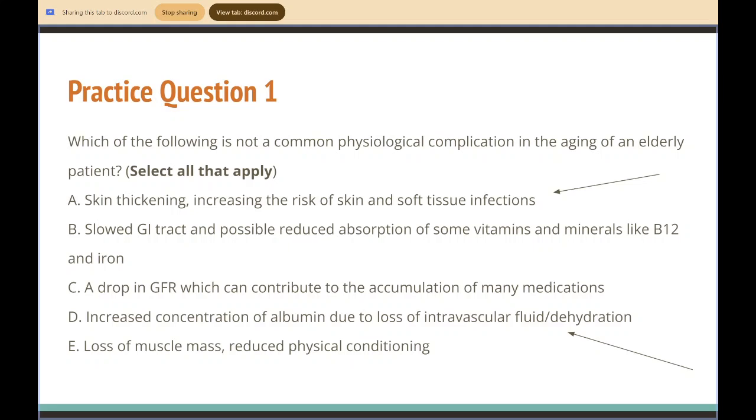Next, albumin actually lowers, and this may be due to dietary changes, and this can increase the free fraction of many drugs such as warfarin. So choice D is incorrect as written. However, choice B, choice C, and choice E are all correct as written. So if you chose A or D or both, good job.